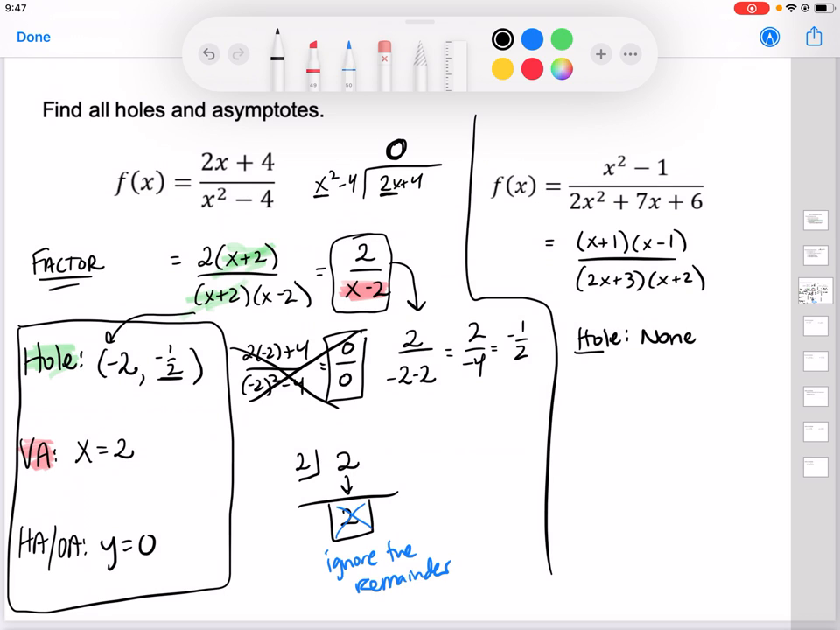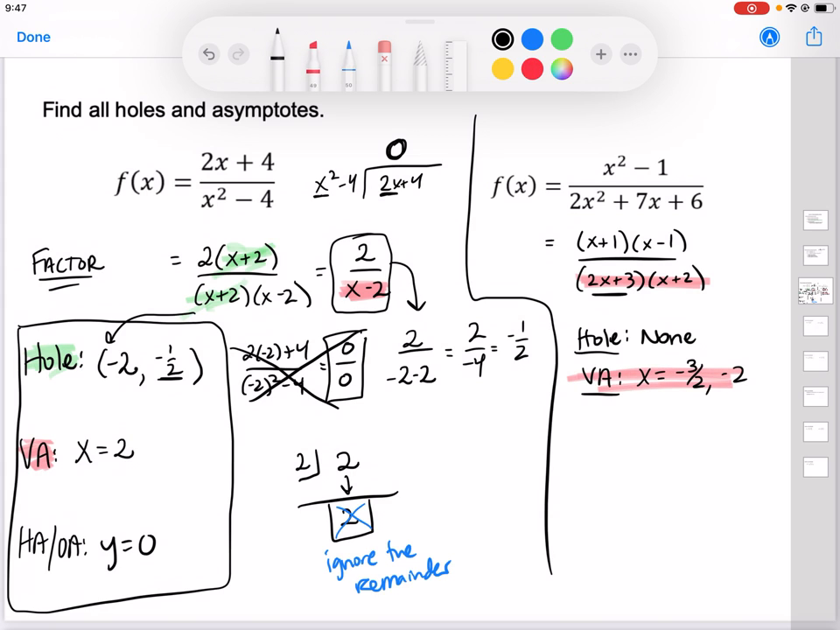And you can have multiple holes, by the way. You can also have none. You can also have multiple vertical asymptotes. So the vertical asymptotes are going to be the zeros of both of those. So we get x equals negative 3 over 2 for the first one, and negative 2 for the second one.